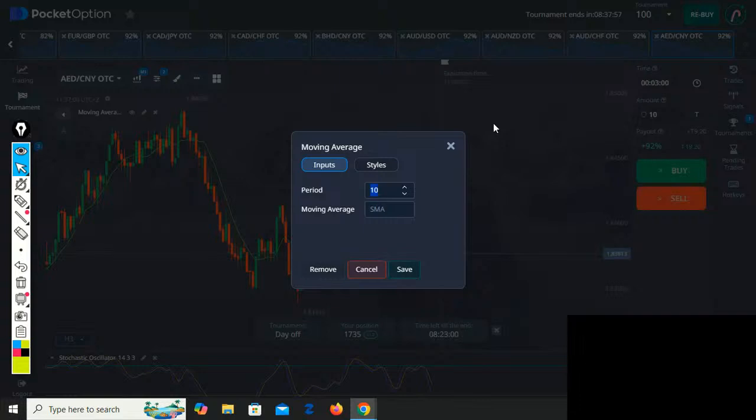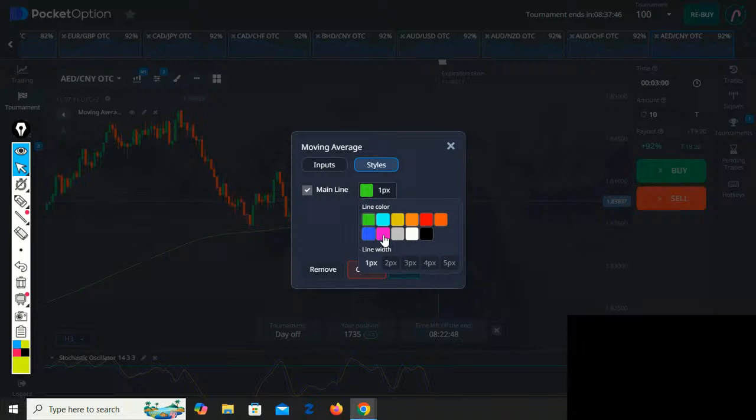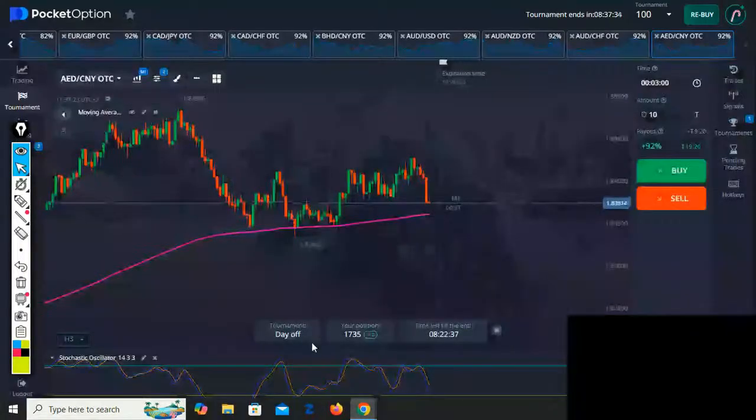So we set the period to 200 and the moving average to EMA, exponential moving average. And you can choose the color that you like. I choose pink in case we have ladies watching us. We need to also cater to the ladies. I prefer to make it a little bit thick, 2 pixels, and save. So now we have the EMA all set up.